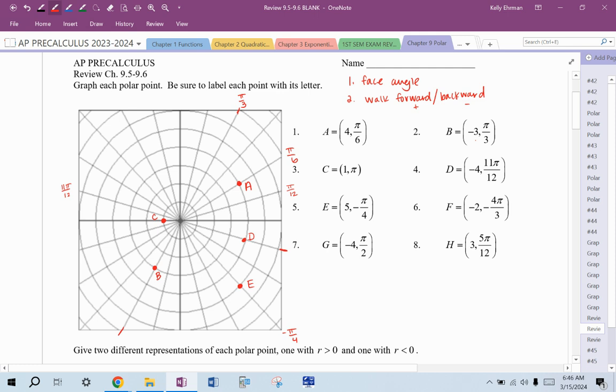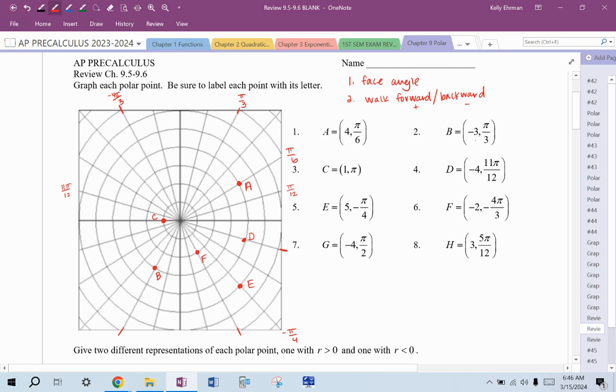Face negative 4 pi over 3. So regular 4 pi over 3 is in quadrant 3. You rotate around 3 quadrants. Negative 4 pi over 3 should also rotate around 3 quadrants in the other direction. So it's right here. You're facing 2 pi over 3 if you're facing negative 4 pi over 3. And then you're walking backward 2 units. So 1, 2. So I'm on the 5 pi over 3 line. That's where F is going to get placed.